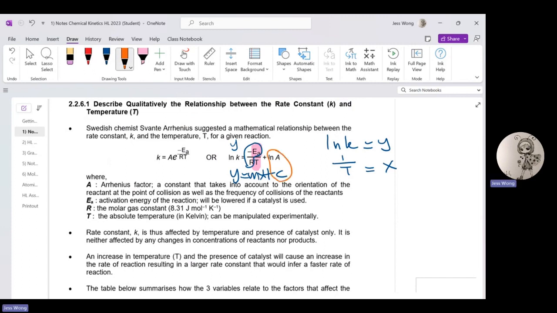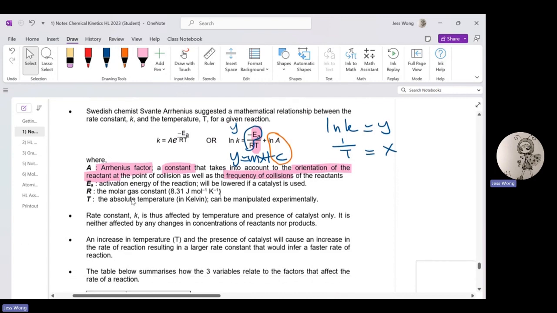All right, so let's look at what A is first. A is the Arrhenius factor, which is a constant again for the experiment. That constant takes into account the orientation of the reactant at the point of collision, as well as the frequency of collision. Take note, you need to know what is in A because it has been tested before in MCQ. So A takes into account the orientation of the reactant as well as the frequency of collision. E is the activation energy of a reaction, which will be lowered if a catalyst is added. R is the gas constant, and T is the temperature in Kelvin. It has to be in Kelvin.